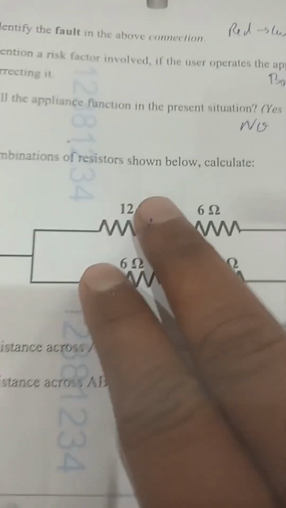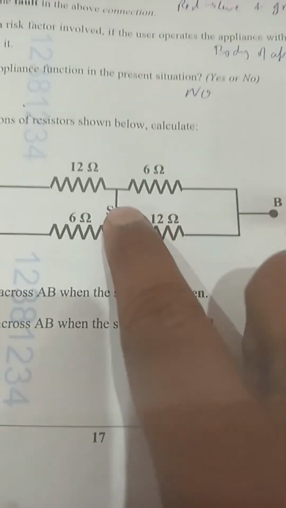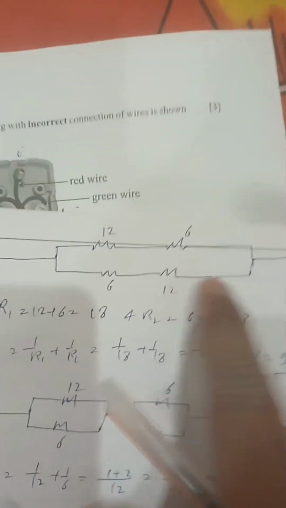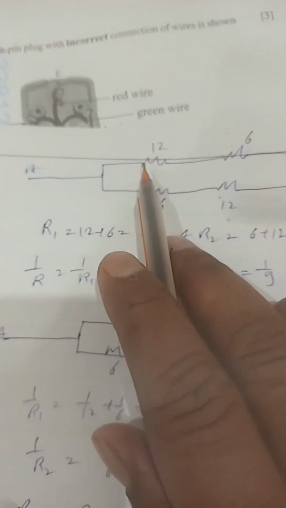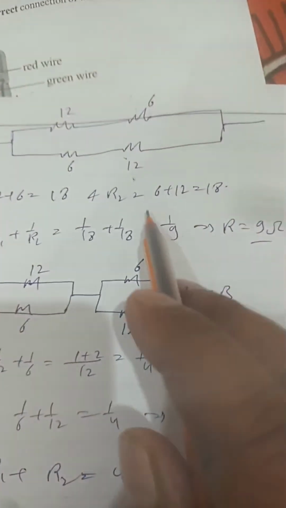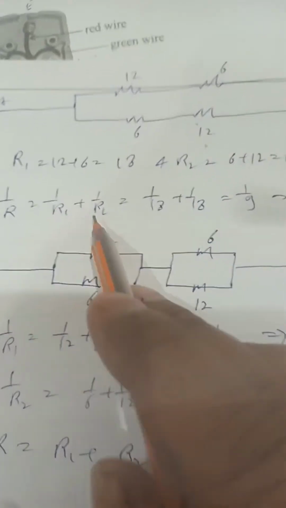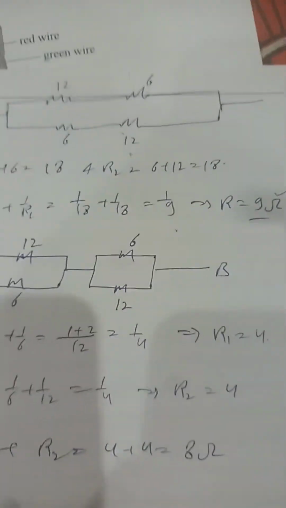Now in the third part, in the combination of resistors shown below, calculate the resistance across AB when the switch S is open. So when switch S is open, the circuit is equivalent to this type. These two are in series, these two are in series, and these two arms are in parallel. So the resistance of this arm is 12 plus 6, that is 18. For this one it is 6 plus 12, again 18. And the total equivalent resistance is 1 upon R equals 1 upon R1 plus 1 upon R2, that is 1 upon 9. So 9 ohm will be the resistance.